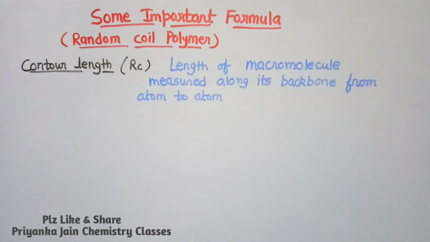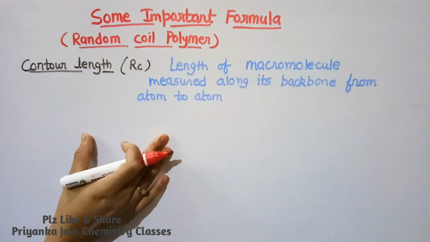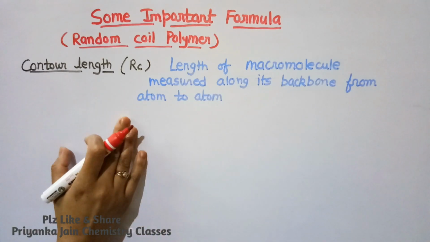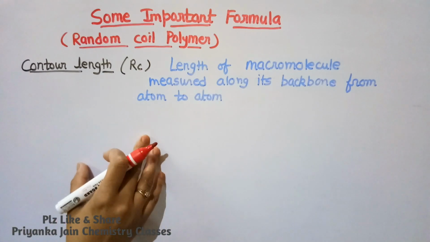Now see some important formulas based on the end-to-end distance and the length. These formulas are for the random coil polymer, and I have seen 2 marks and 4 marks questions from this topic. So you just have to learn the formulas, nothing else, so that you can do such type of questions quite easily in a few seconds.